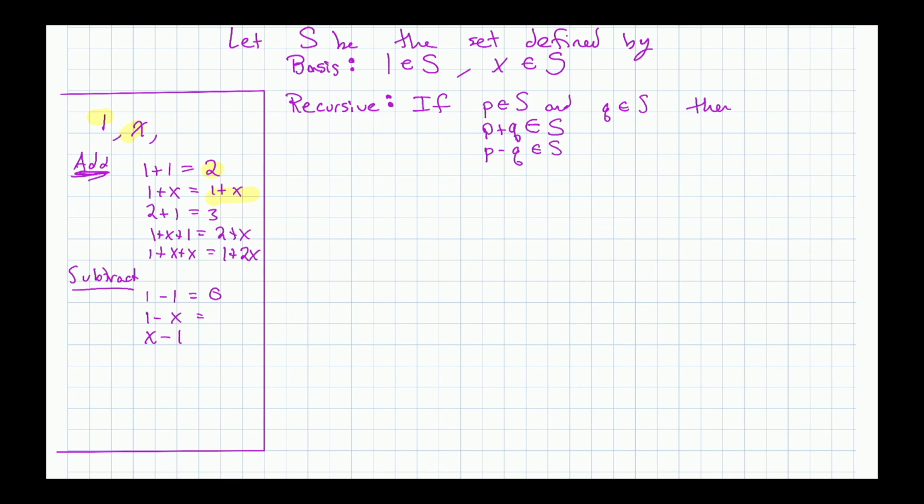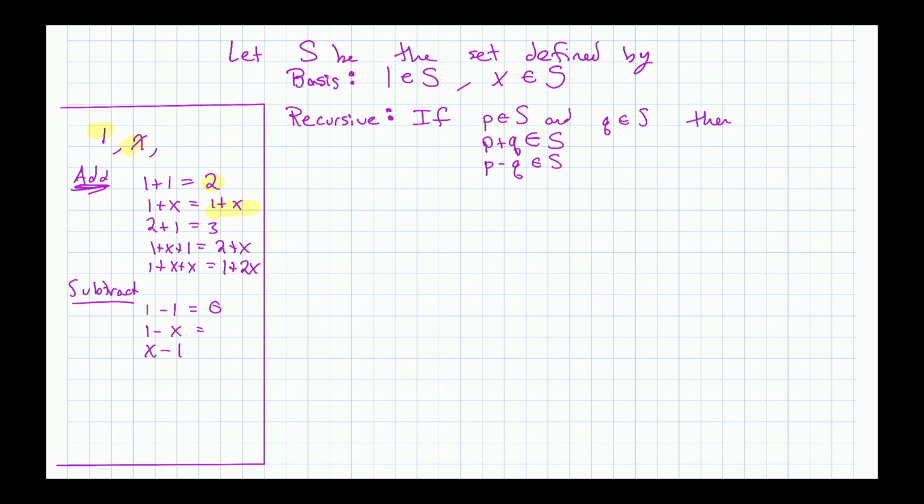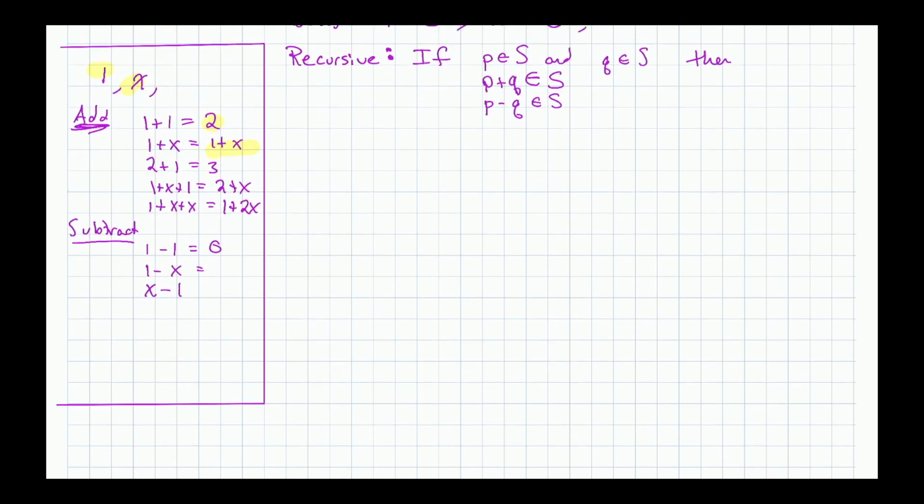Now, something I could do is I could leave this off. And I could come up here and put -1 in S, and maybe like -x in S. And then I wouldn't need to have subtraction, because adding a negative is the same as subtraction. But that's just not how I chose to do it, right? The way I'm going to get negatives in is by adding subtraction. So far, so good.